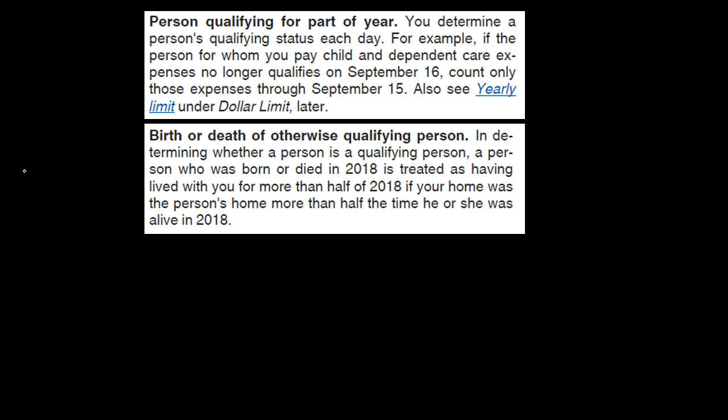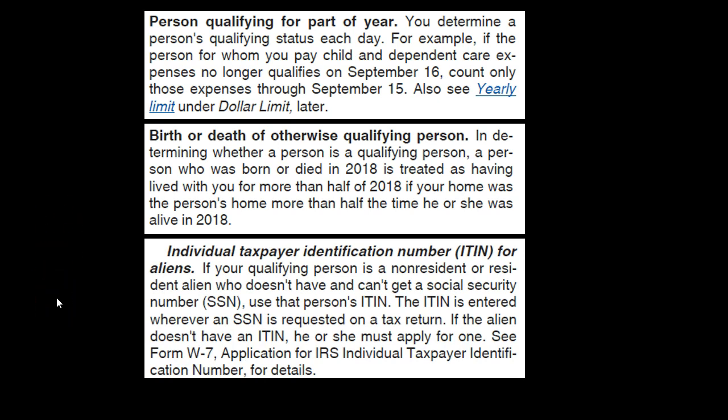Back to the text. In determining whether a person is a qualifying person, a person who was born or died in 2018 is treated as having lived with you for more than half of 2018 if your home was the person's home more than half the time he or she was alive in 2018. So if someone was born, even at the end of the year, December 31st, then they were obviously living in your home for that time period, 100% of the time period that they were here on the earth, and as a separate person. So then you're good.